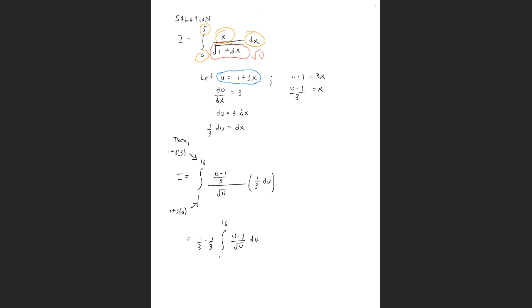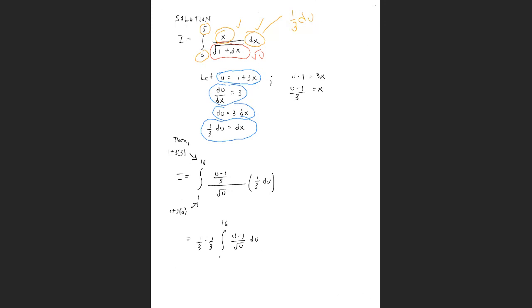Okay, let's focus first on the x and dx. So as usual, since u equals 1 plus 3x, I'm going to differentiate du with respect to x. That gets me du/dx equals 3. Okay, but that means then that du is 3 dx. Well, dx then would just equal 1/3 du. So that takes care of the dx.